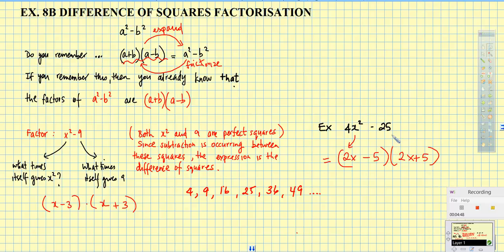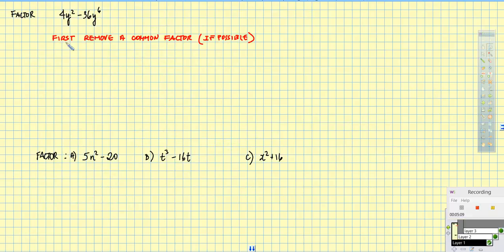Because remember, we said that the difference of squares only ends up with two terms in it. We get rid of the middle x term. So we're left with the x squared, we're left with the constant, but the middle x term disappears. Okay, let's take a look at some other examples.